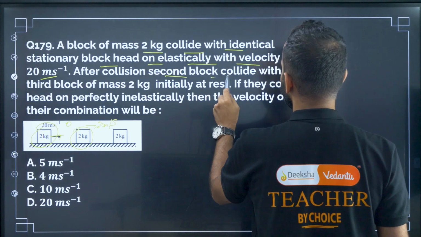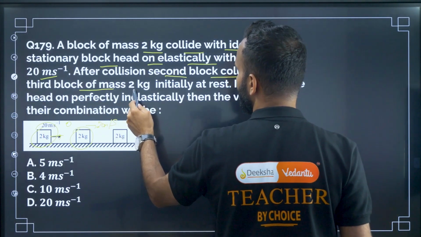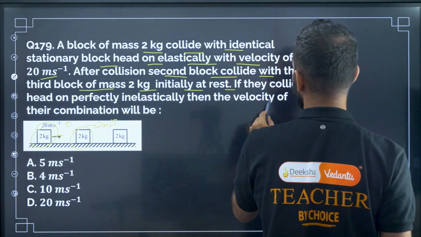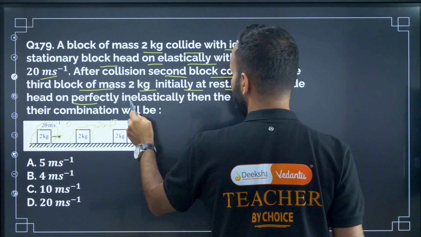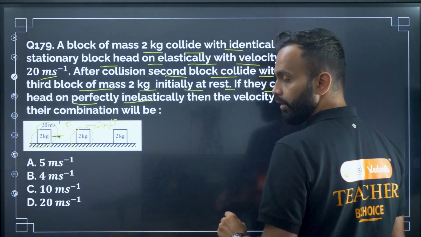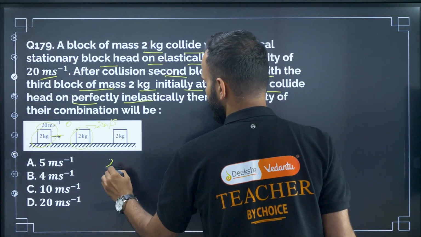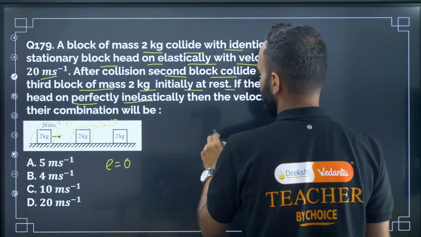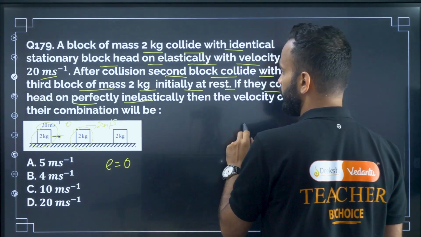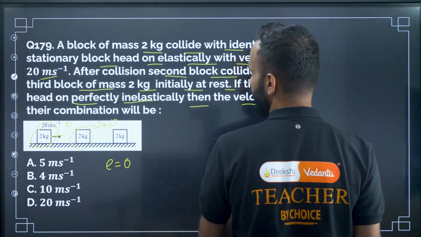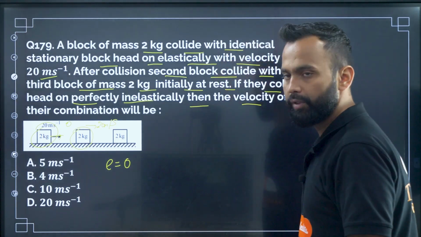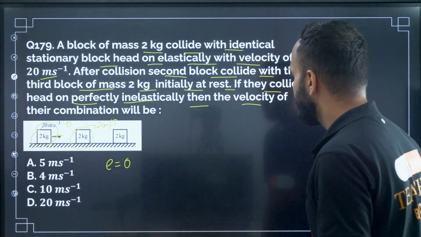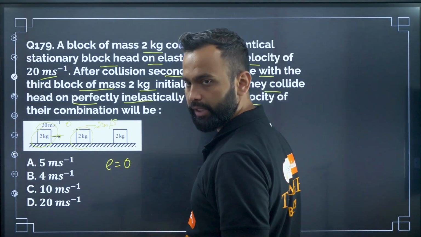After the collision, the second block collides with the third block of mass 2 kg initially at rest. If they collide head on perfectly inelastically, that is, coefficient of restitution is 0, then the velocity of their combination will be.